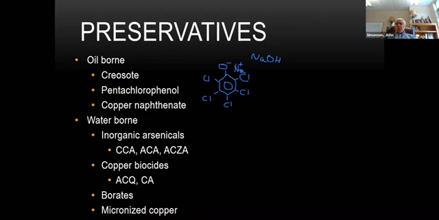Then you have another class, which is waterborne chemicals, and the arsenicals are copper, chrome, arsenic, CCA, ammoniacal copper arsenate, ACA, ammoniacal copper zinc arsenate, ACZA, and other copper biocides like ammoniacal copper quat and copper azole. So they've all got copper in them. Notice that, right? They've all got copper. The ones with arsenic actually work better. And CCA has hexavalent chrome, which is another carcinogen in addition to the arsenic. And it works very well.